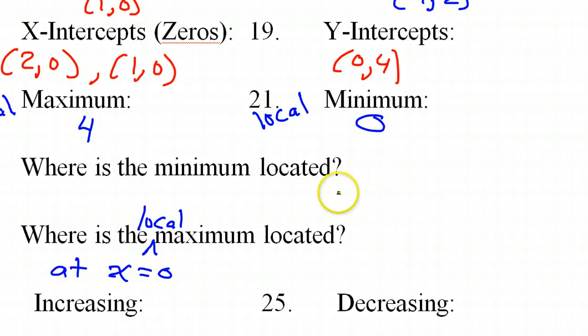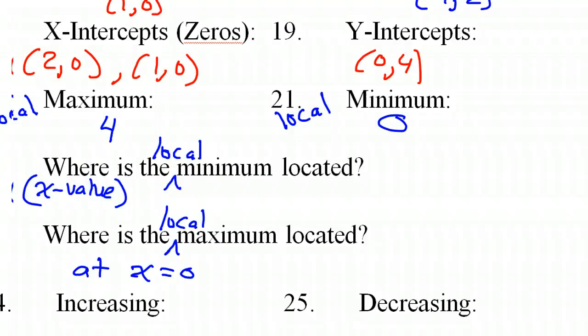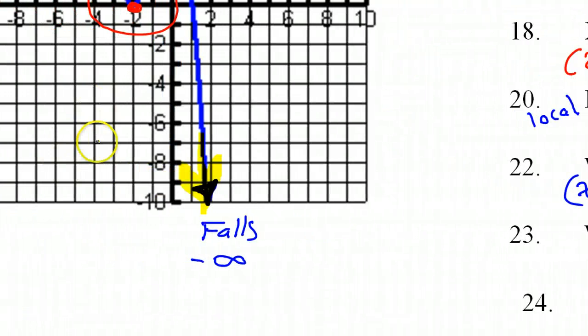Okay, now, where is the minimum located? Well, there was no minimum, so where is the local minimum located? When they say where, I'm asking you for x values. Okay, so let's look at that local minimum and talk x value. So there's my local minimum.